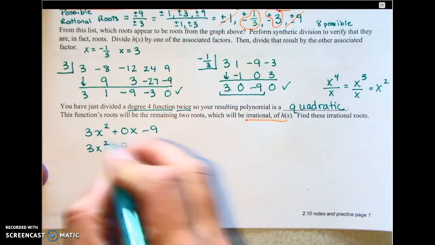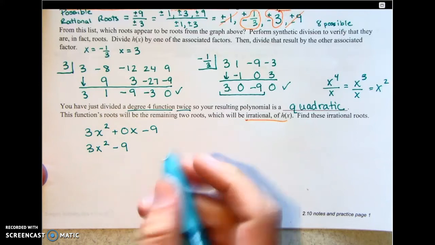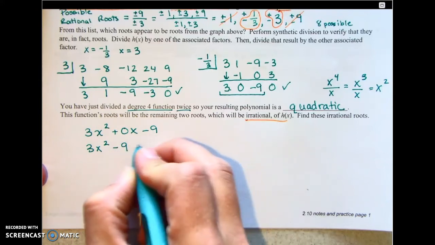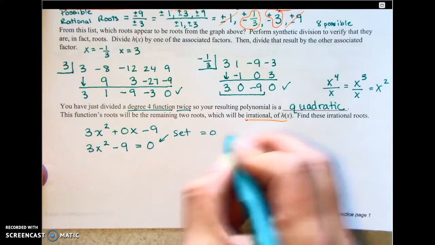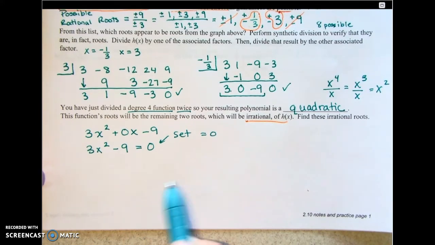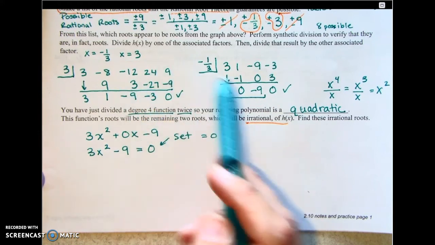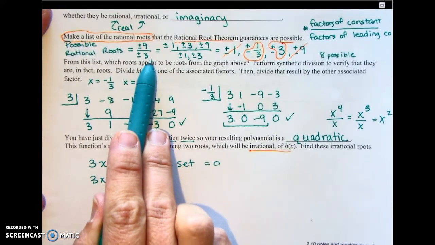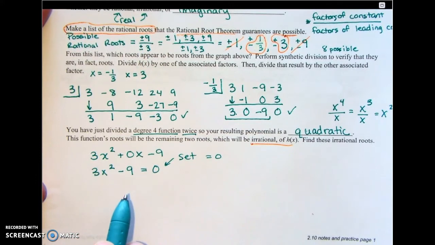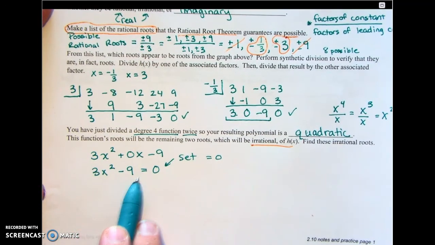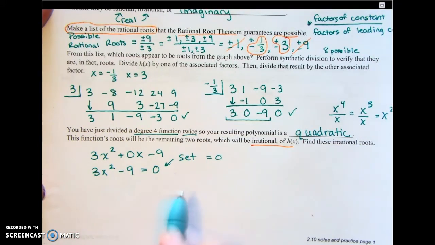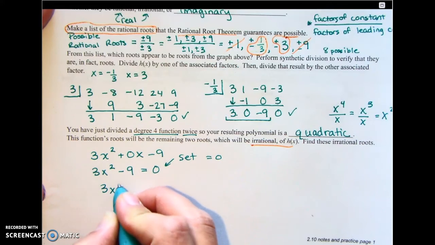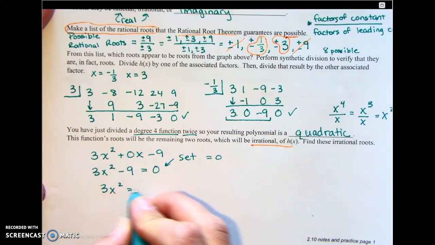Now, normally we would have to use the quadratic formula, but we don't have to on this one. Set this equal to 0. It can't be factored. If it could be factored, we would have found the roots up here in the rational roots. So we would have to go to the quadratic formula, but actually because of this 0x here, we can solve it by taking square roots.